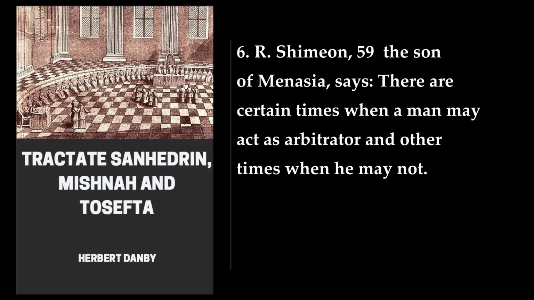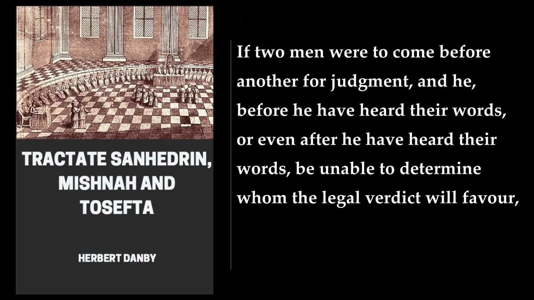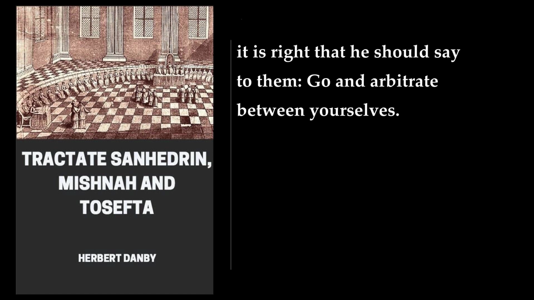6. R. Shimeon, 59 the son of Menashe, says, there are certain times when a man may act as arbitrator and other times when he may not. If two men were to come before another for judgment, and he, before he has heard their words, or even after he has heard their words, is unable to determine whom the legal verdict will favor, it is right that he should say to them, go and arbitrate between yourselves.